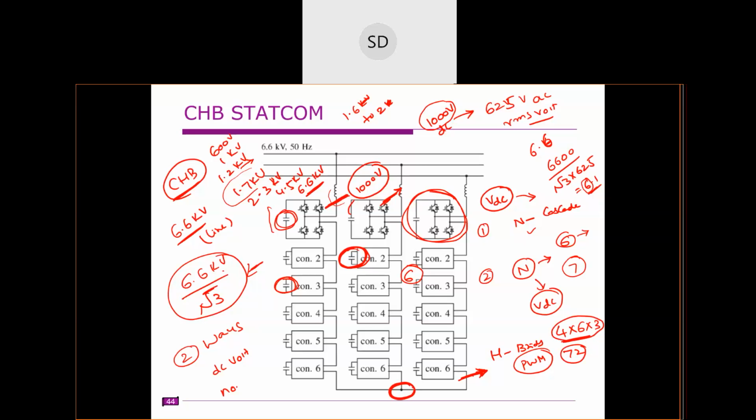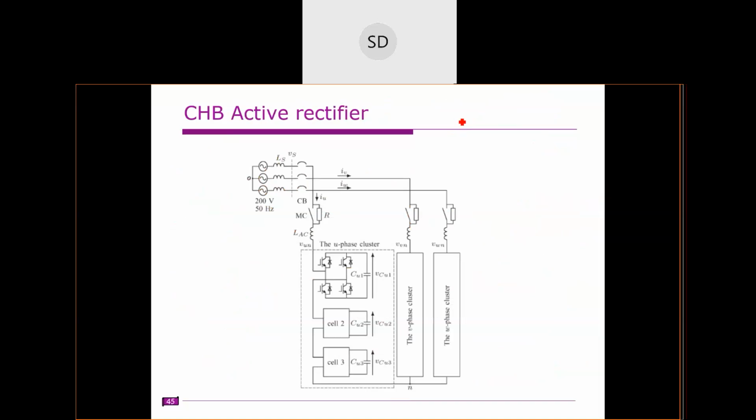Clear? So this is how to design for 6.6 kV. The other way, you can fix this N and you can also calculate the value of this VDC. The only thing you need to remember is, if VDC is 1000 volts and it is operating in unipolar PWM mode, the approximate output voltage on the AC side, the RMS value, is 625. Based on that, we can complete the rest. Clear?